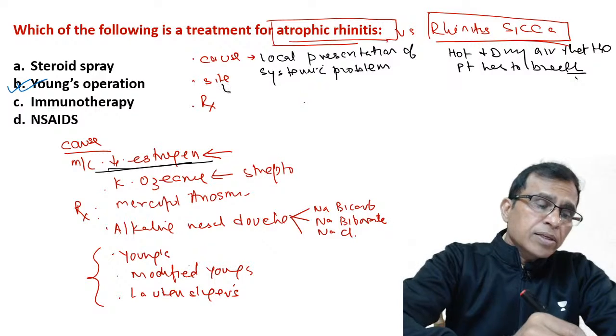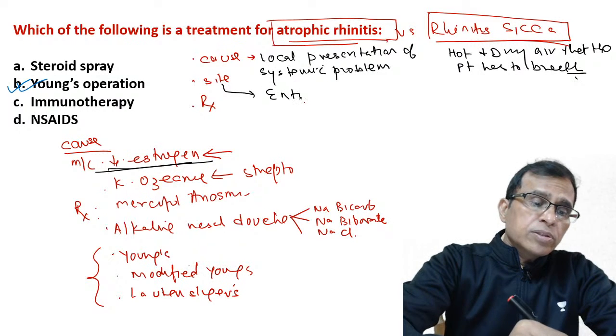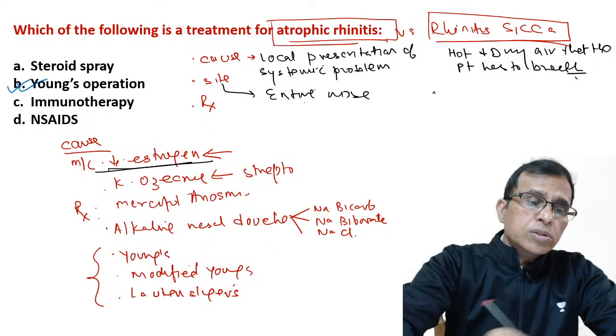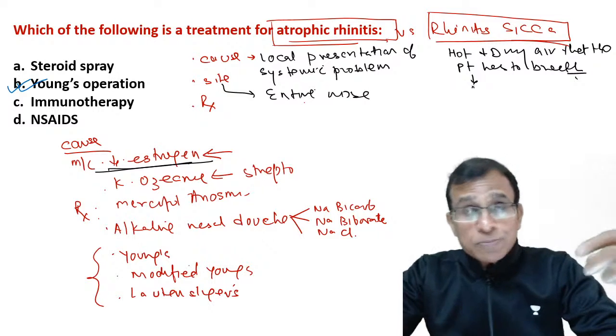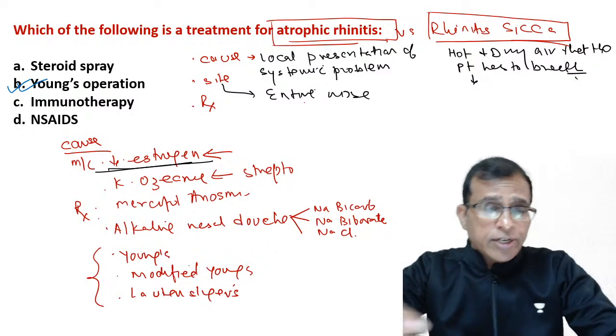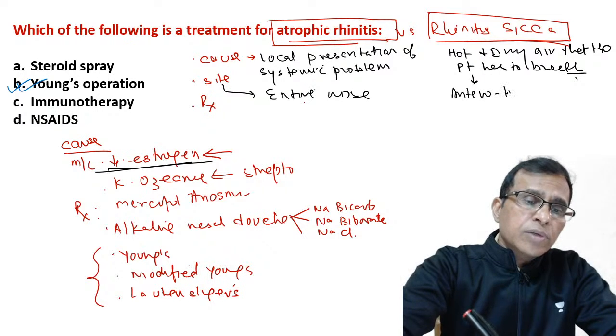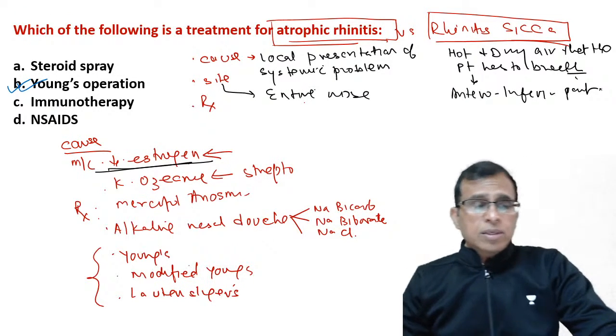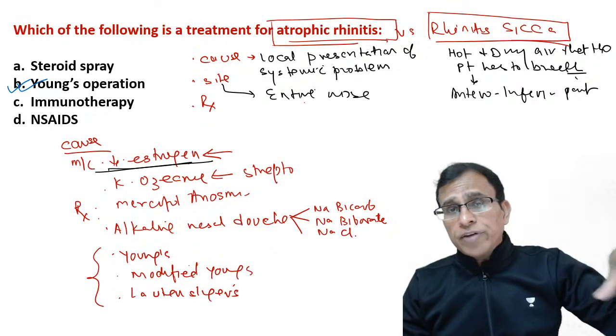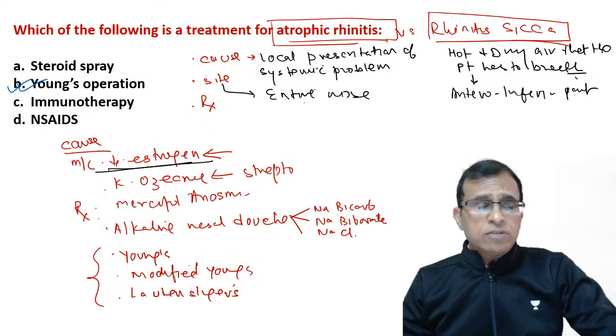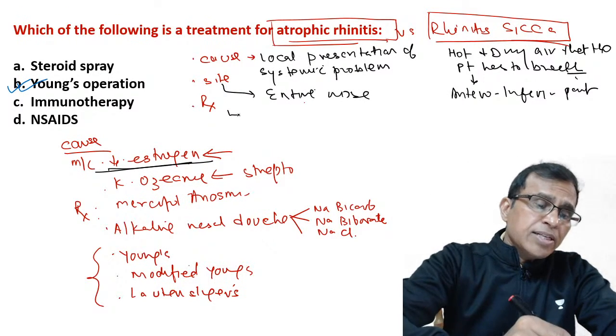That's why, in this, the entire nose is not involved. Only the exposed area. Which is the exposed area? The nostril area, which is the antero-inferior part, not the whole nose. But in atrophic rhinitis, the entire nasal cavity is involved.